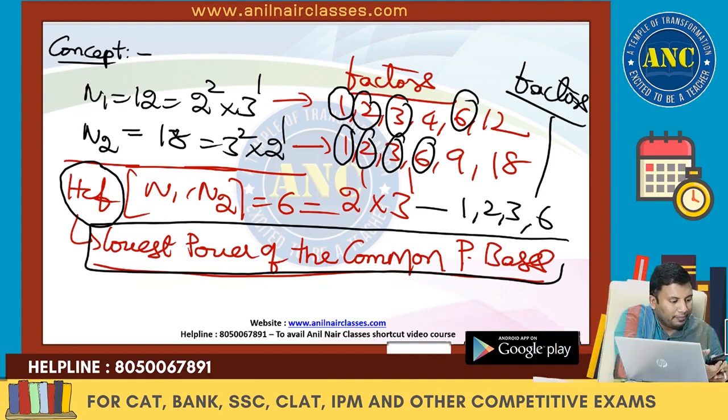Just give me a few seconds. HCF of N1 and N2, it is 6. Mahesh, I hope the concept is clear to you. Next one.